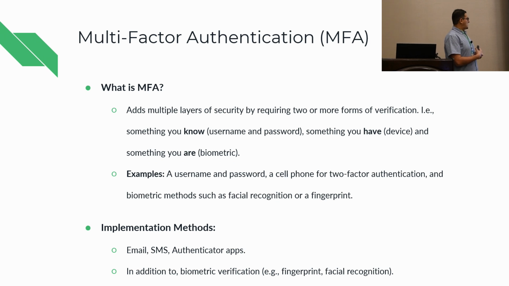And by something you are, we mean biometrics, like a fingerprint or face recognition. So you'll need to unlock your device with your face or your thumbprint in order to gain access to the device that has that second factor token. So, like I said, phone, right? You'll have your phone, and you'll need to be able to unlock it with your thumb or your face. The common implementations for the second factor will be email, SMS, or an authenticator app. There are more ways, in addition to biometrics.